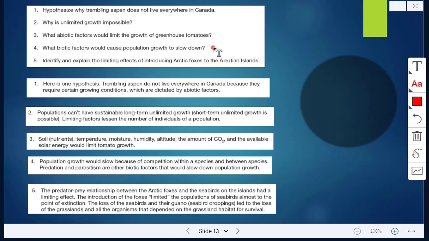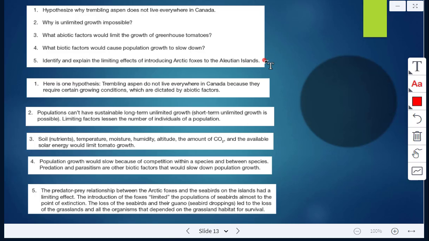Question 4, what biotic factors would cause population growth to slow? This time we're looking at biotic factors. All right, so there's competition. So population growth would slow because of competition within a species, competition between species for resources, predation, parasitism. Those are also other biotic factors that would slow down population growth.